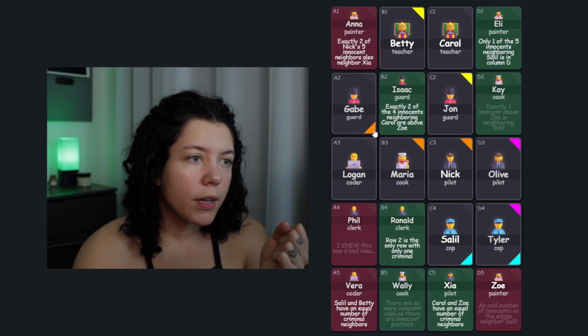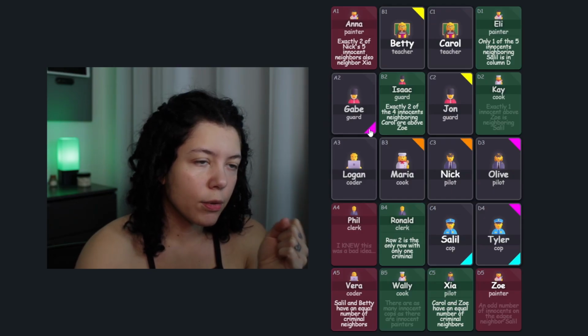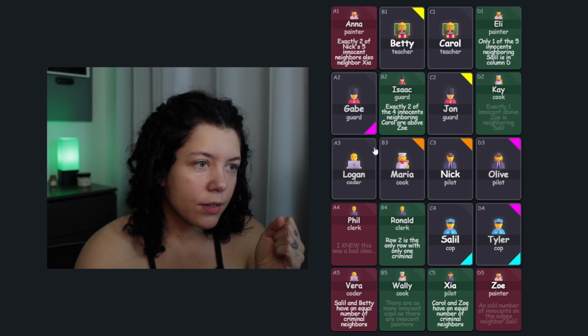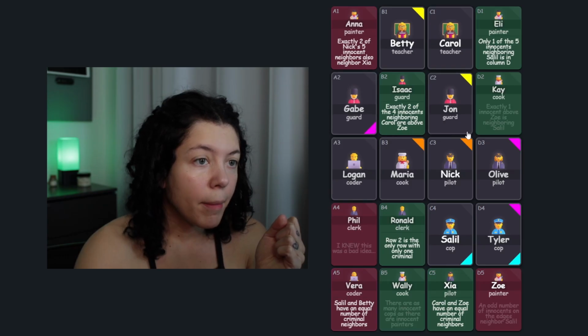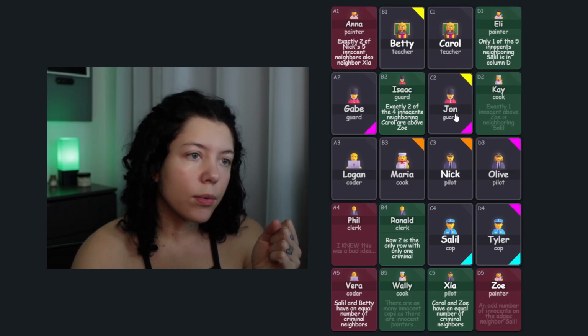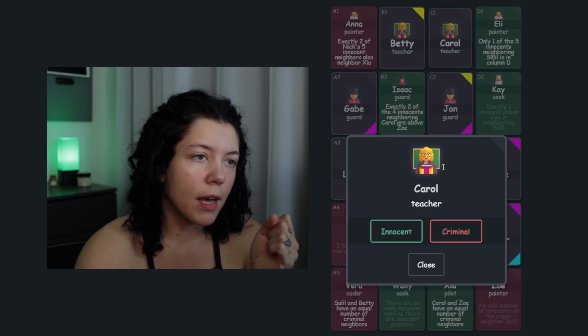I'm gonna also mention that this would be more obvious, that you could tag the lower part of the card, if there were a little lighter triangle like there is on the top of the card. But anyway, either John or Gabe are gonna be an innocent and the other one a criminal, so Carol can only be the 3rd criminal neighbor that Betty has.